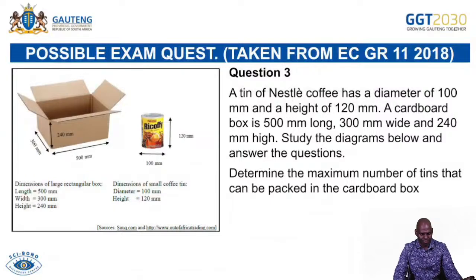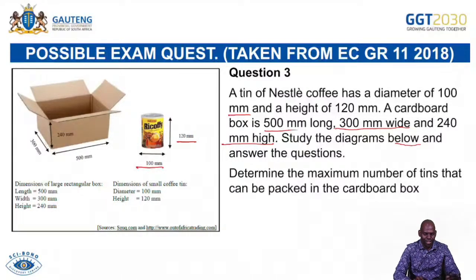Now, question 3, a tin of coffee has a diameter of 100 millimeters, as indicated on the picture as well, and a height of 120 millimeters. There's 120 millimeters, and then the diameter is indeed 100 millimeters. A cardboard box is 500 millimeters long, 300 millimeters wide. That means the width is 300 millimeters and 240 millimeters high. Study the diagram alongside and answer the questions that follow.